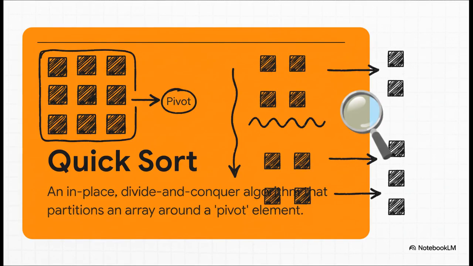Next up, our challenger, quick sort. Now, it's also a divide and conquer algorithm, but its approach is totally different. It picks one element from the list, calls it the pivot, and then shuffles everything else around it. All the smaller items get tossed to the left, and all the bigger items get tossed to the right. Then it just does that exact same thing to those two new, smaller lists.